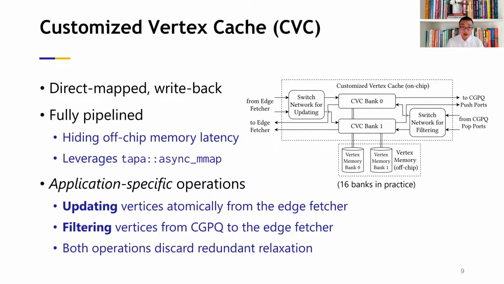As illustrated just now, the customized vertex cache is an important component of Splat. It is implemented as a direct-mapped read-write cache with fully pipelined operations that hides off-chip memory latency very well. This is achieved using the asynchronous memory interface that is available only in the extended HLS language, Spatial. Unlike a standard application-agnostic cache with read and write operations, the CVC implements two application-specific operations directly, namely the update operation that receives vertices from the edge fetcher and updates vertices atomically, and the filtering operation that receives vertices from the CGP and filters stale vertices when appropriate. Both operations are helpful to reduce redundancy when the CVC already knows a smaller distance of a vertex.